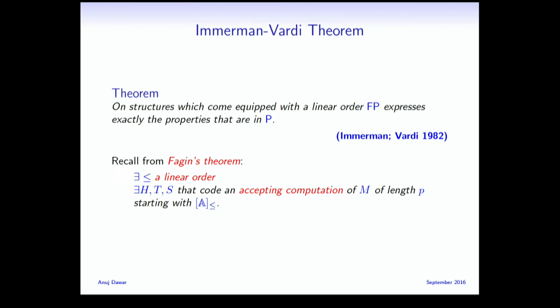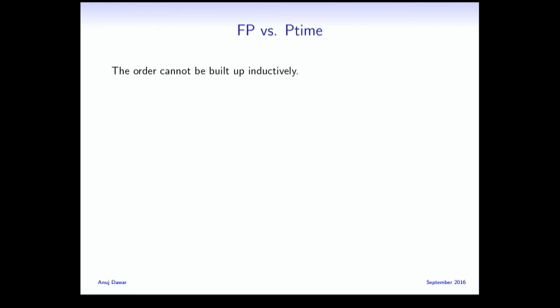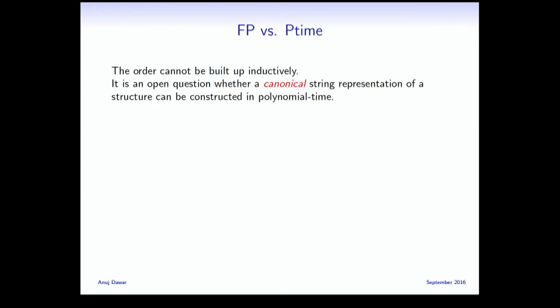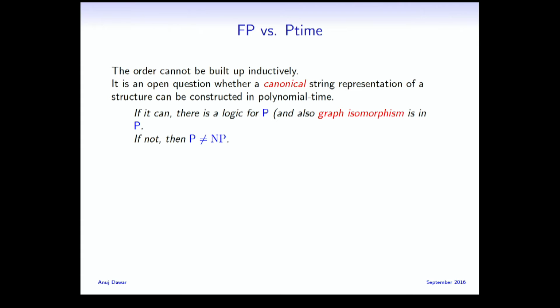But this restriction to a linear order is important. You can't get rid of that. You can't build up the linear order inductively. And this is sort of what Kusha was referring to. Because it's an open question whether you can come up with a canonical string representation of a structure in polynomial time. Whether there's a way of constructing an order in a canonical fashion by any polynomial time algorithm. If you could, then we'd be done, in a sense. If you could, then we have a logic for P in the Gurevich sense, and we also have, for example, graph isomorphism is then in P.